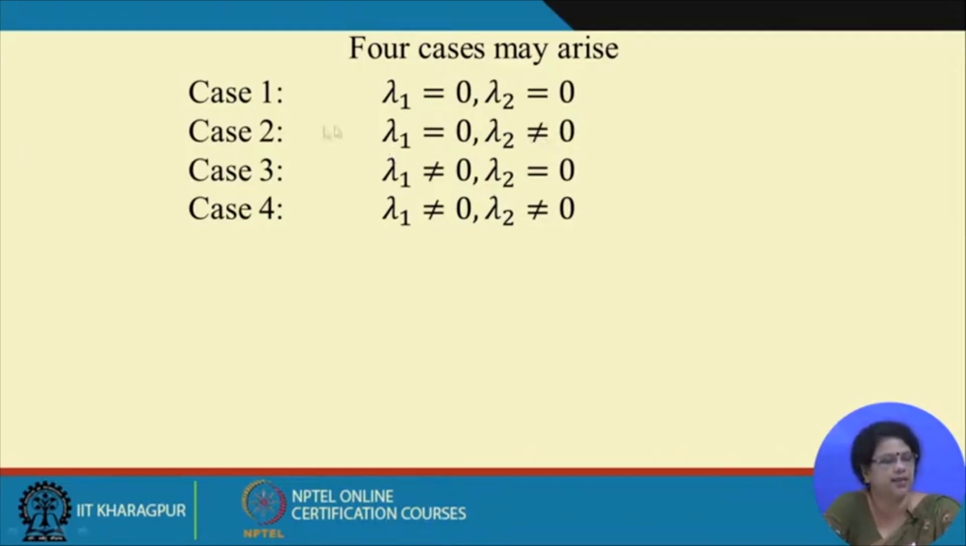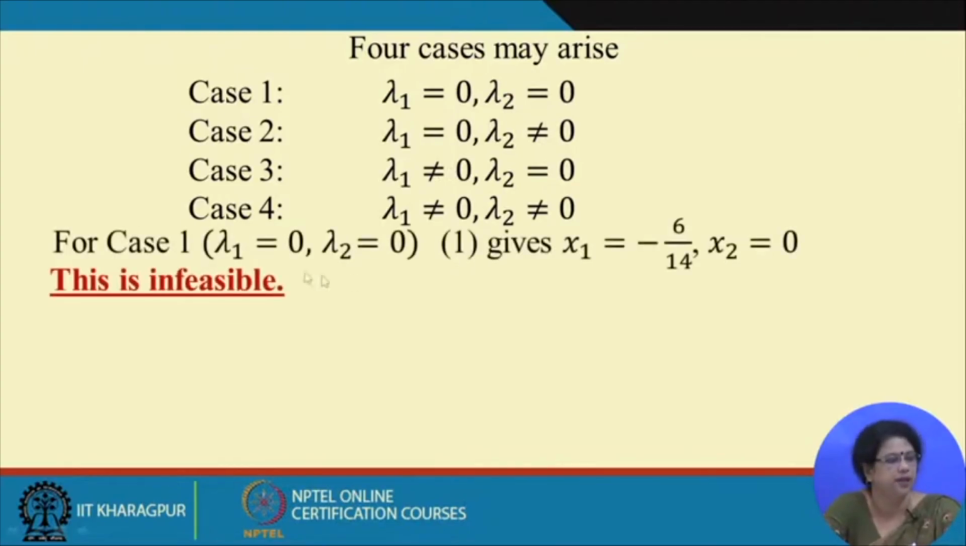In the first case we will consider both the lambdas 0. In the second and third cases, one of the lambdas is not 0, and in the fourth case both the lambdas are not 0. Let us see the set of values of x1 and x2 in all these 4 cases. Now, if we consider the first case, lambda 1 and lambda 2 equal to 0, and we substitute in the 4 equations I showed you, then we get the value for x1 as this, and x2 equal to 0.